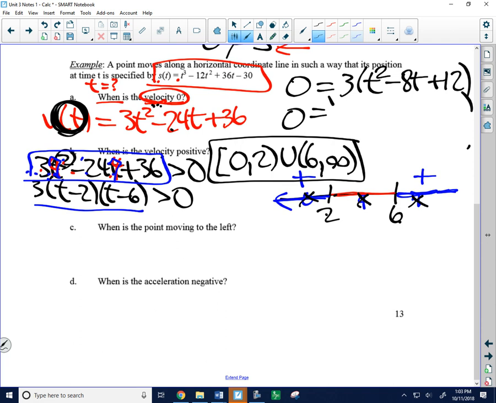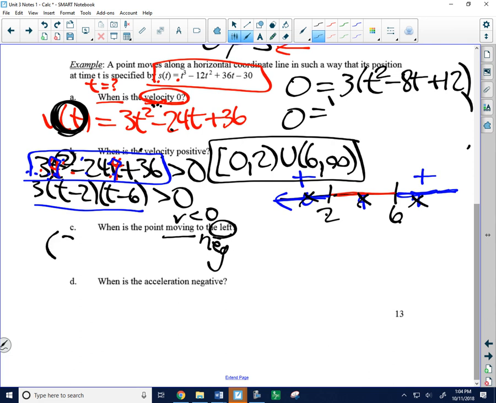So actually, let me finish this one up. It's actually not too much to finish up. So part C, when is the point moving to the left? In other words, moving velocity left, in this case, implies negative. This is the opposite of question B. This is worded differently. Basically, when is the velocity negative?